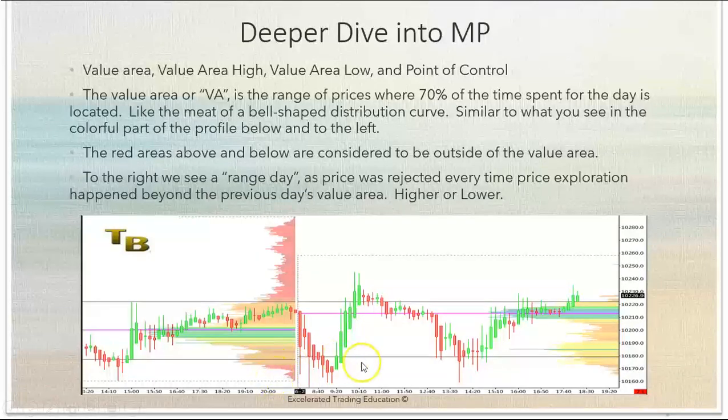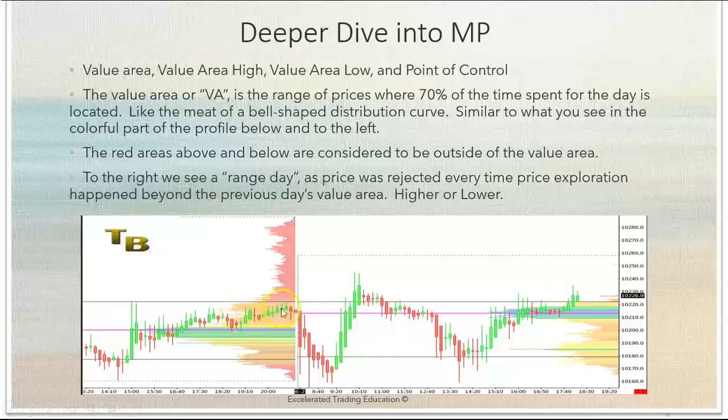And to the right, we see a range type day here, as price was rejected every time price exploration happened beyond the previous day's value area, higher or lower, right? So again, this is what's being built during the day. So this becomes value, this becomes important, right? Because it's our developing value. But what we're looking at is in reference to what happened the previous day.